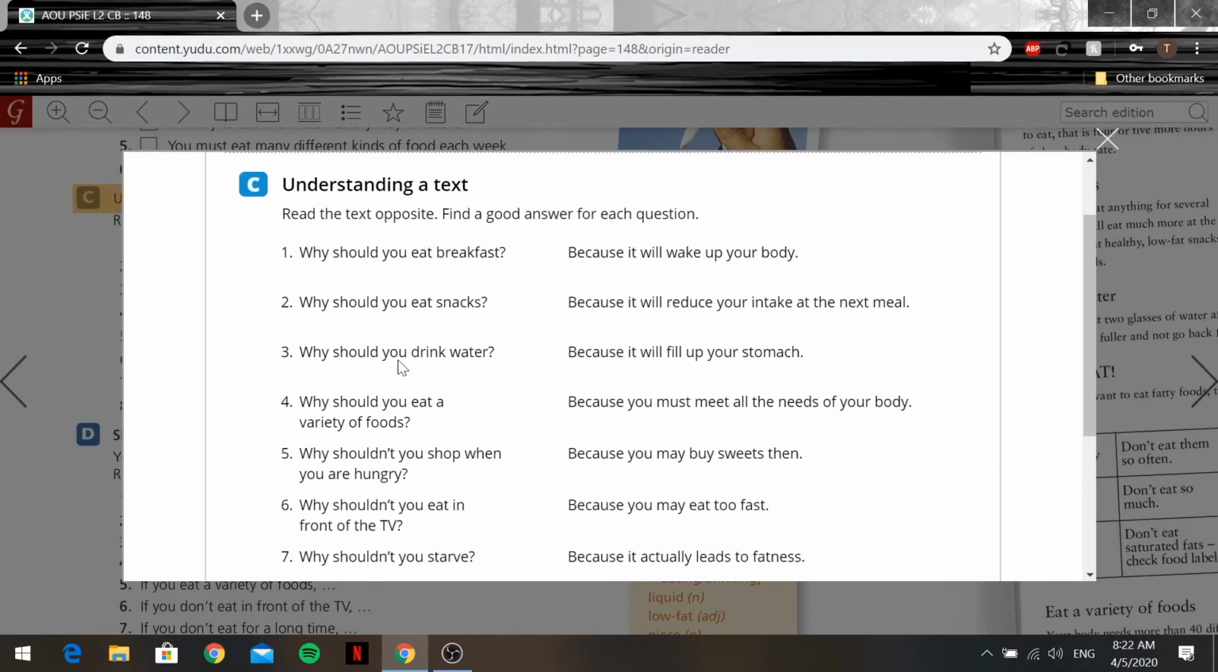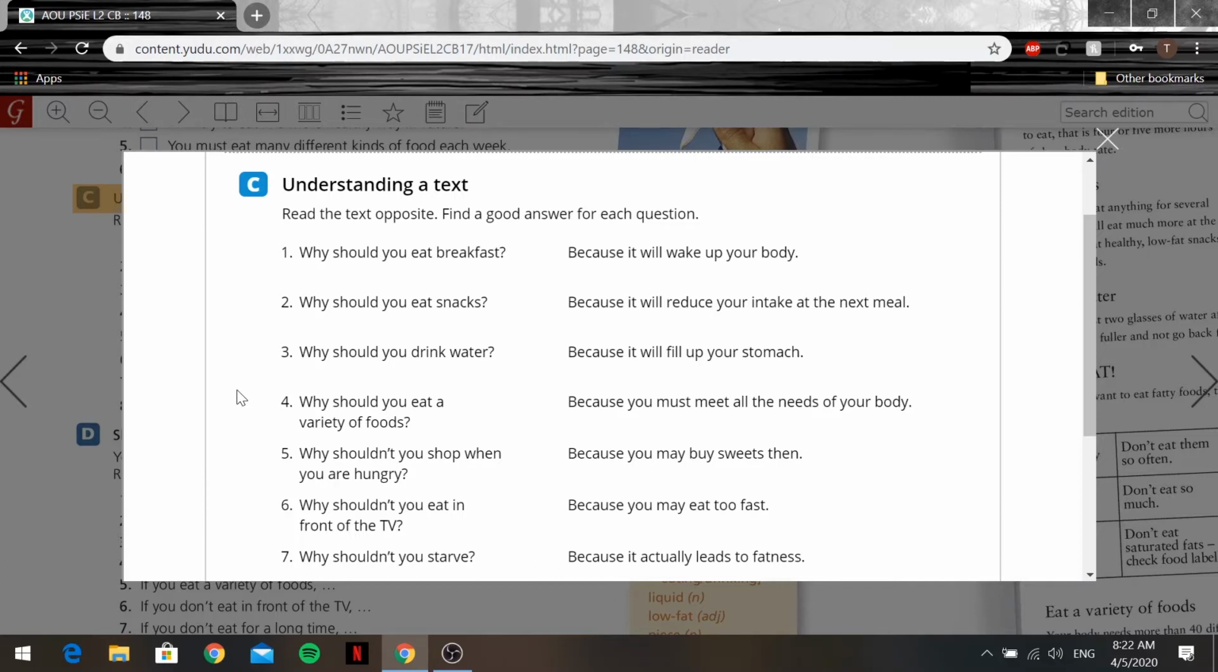Okay. So I'll read them again one more time quickly and then we'll move on. Why should you eat breakfast? Because it'll wake up your body. Why should you eat snacks? Because it will reduce your intake at the next meal. Why should you drink water? Because it will fill up your stomach. Why should you eat a variety of foods? Because you must meet all the needs of your body.